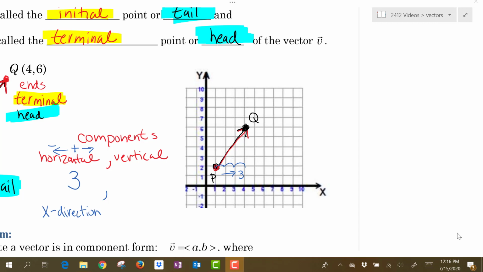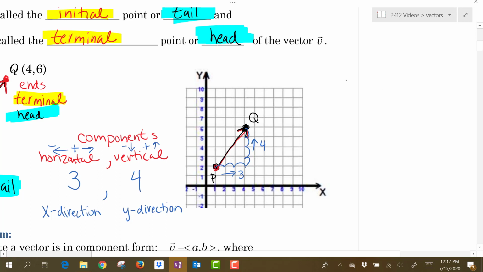What about the vertical component? How much do I need to go up or down to get from P to Q? We go 3 to the right, but I go up 1, 2, 3, 4 units. So the vertical component would be 4. If that number is positive, we go up. If that number were negative, then I would go down. Or if I were to go down, that number would be negative. So the vertical component tells us the movement and the direction that occurs in the y direction.